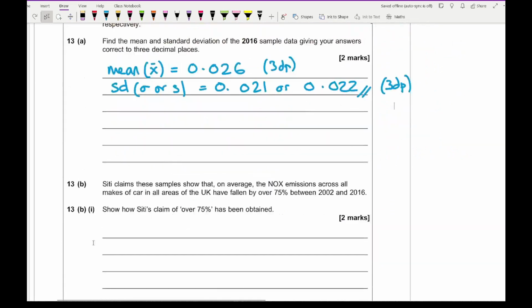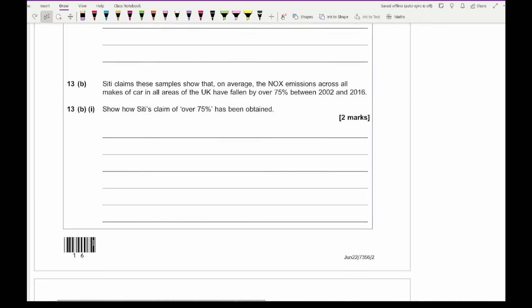Moving on to 13a, it says City claims these samples show that an average of the NOx emissions across all makes of cars in all areas of the UK have fallen by over 75% between 2002 and 2016. Show how City's claim of over 75% has been obtained. So let's have a look at this. In terms of looking at a percentage, you want to look at the difference divided by the original, multiplied by 100. So here we want the difference between the 2 means.